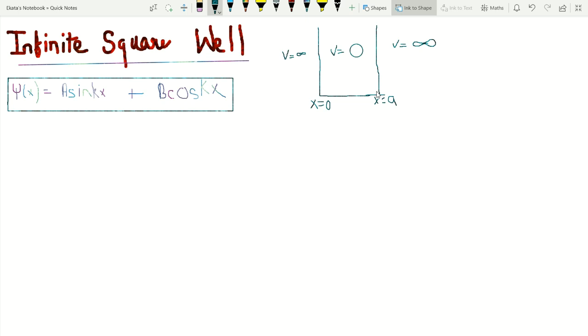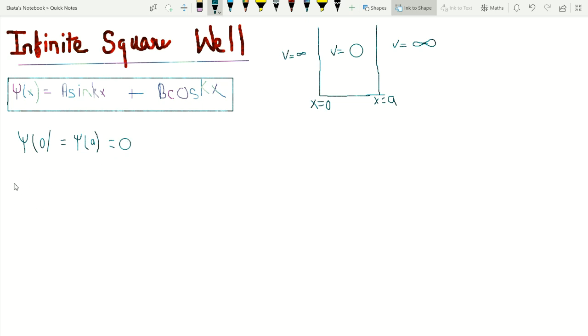It means, first of all, the criterion that the wave function has to follow is that at x equals 0 and at x equals a, it has to be 0. And this is the case that the wave function at 0 is equal to the wave function at a, and this quantity must be equal to 0. So if this quantity must equal 0, let's derive some expression.